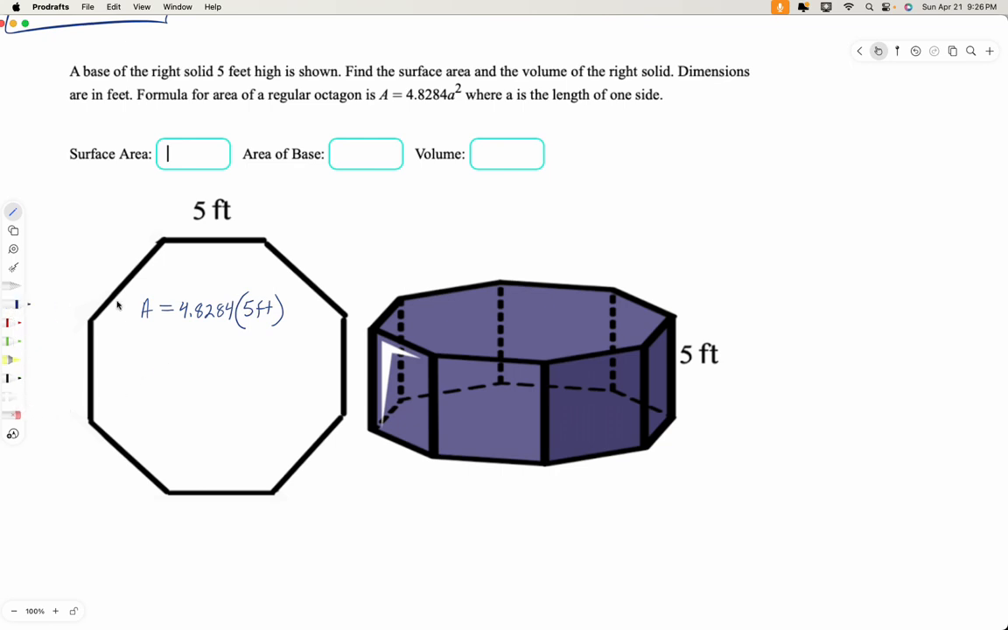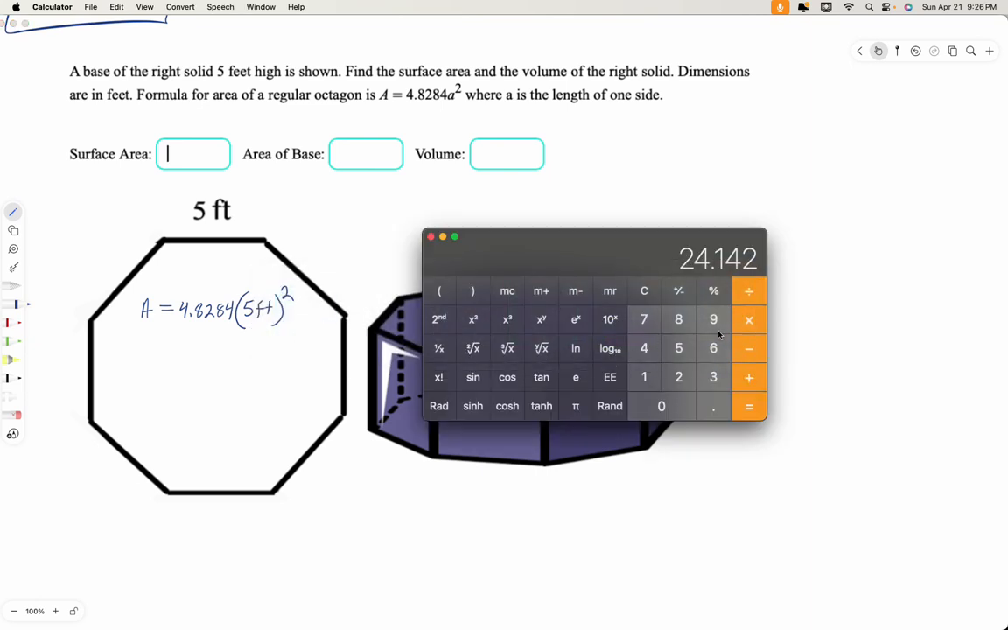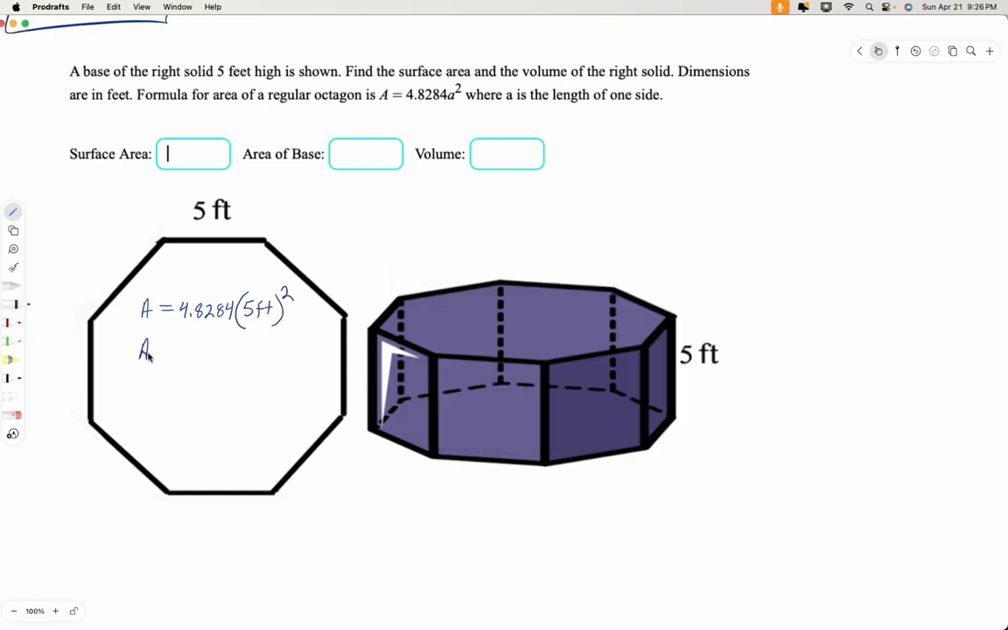It's squared. So I've got to multiply it by 5 again. So times 5 again, 120.71. All right, now I have the area, 120.71, and this is feet squared. That's where I messed up. I forgot the square on the A because it is area, so it has to be squared. So 120.71 feet squared is this times 5 times 5 times feet times feet. So there's the area of the base.